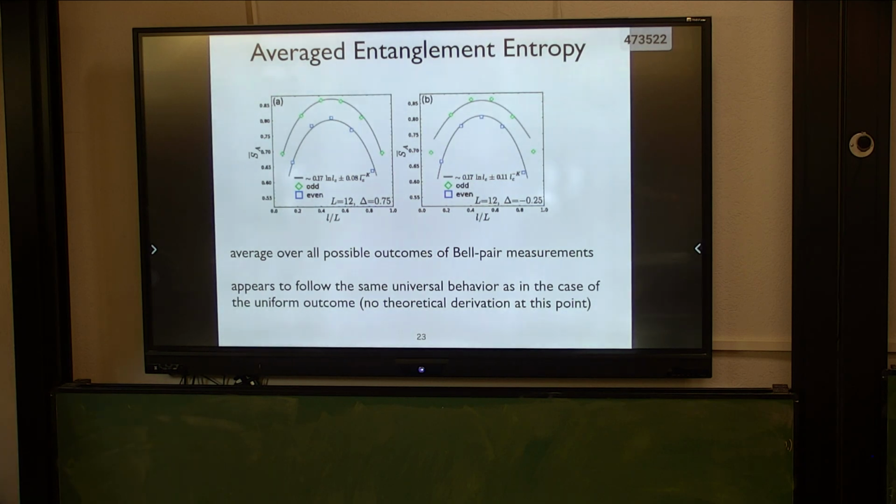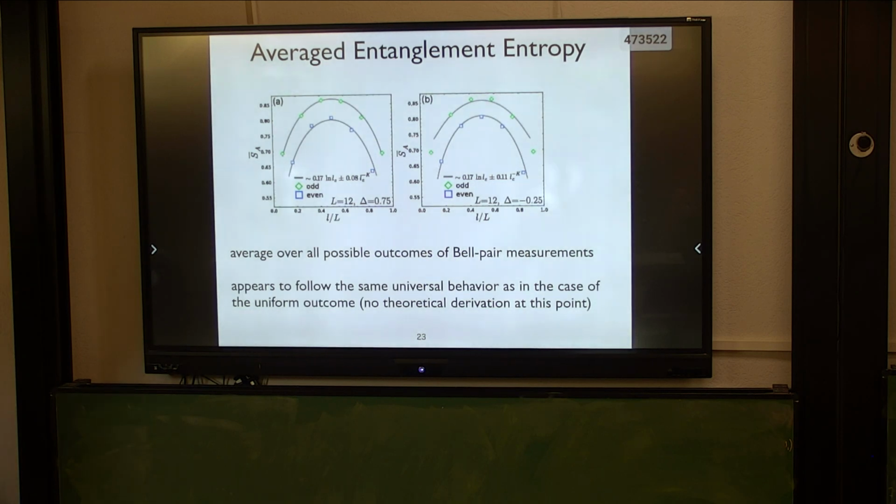And so this is a bit more complicated numerically. So he can only study a relatively small system, like length 12. But anyway, within this numerical simulation, the result looks very similar to the uniform outcome case. And again, this is well fitted by 0.17 times log. And 0.17 is pretty close to 1/6. So I don't know yet whether this is exactly the same as 1/6 times log, or maybe a little bit different, but pretty close.